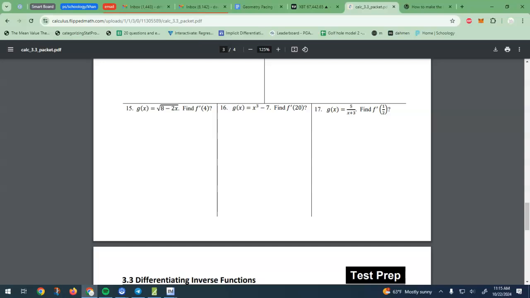So g of x is 8 minus 2x to the 1 half. So the derivative: bring down the 1 half, 8 minus 2x, reduce the power by 1, and then don't forget the chain rule piece, so multiply by the derivative of the inside. It's so easy to forget chain rule as you go through these. And your job is just to plug in negative 4, so there's no benefit to simplifying. Let's just plug in negative 4 right now, because if we're simplifying, we're just wasting time, and we might screw it up. So I'm plugging negative 4 there.